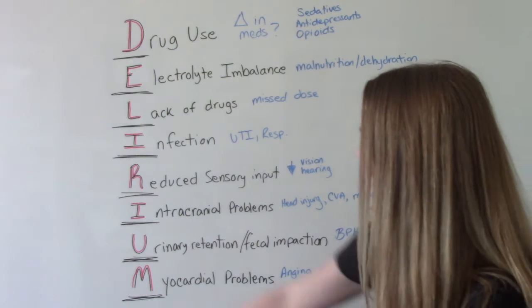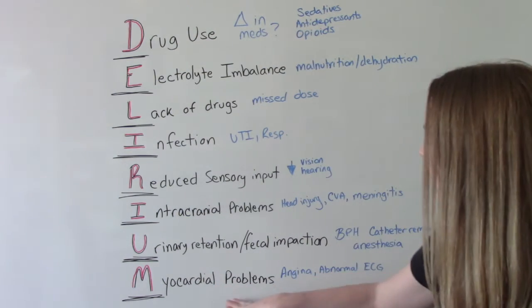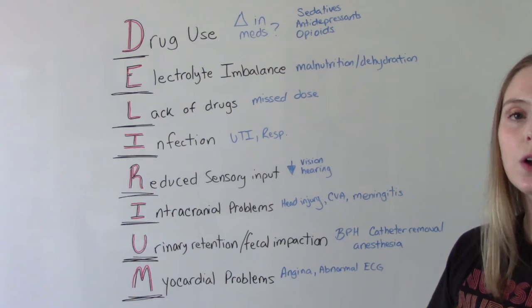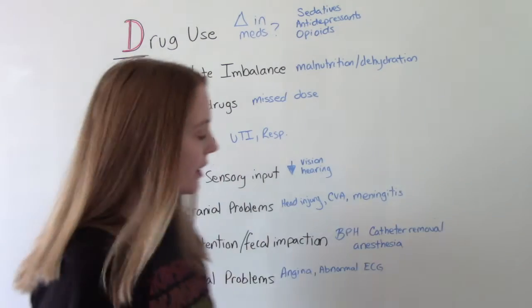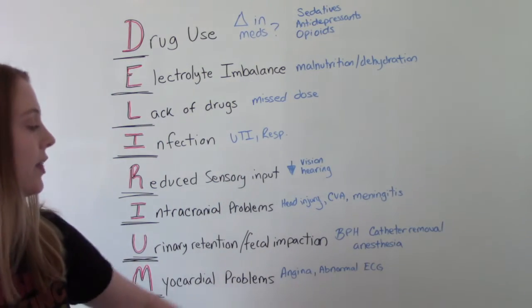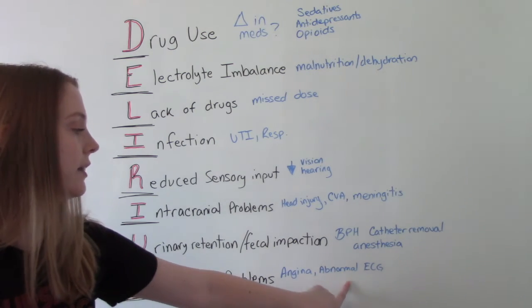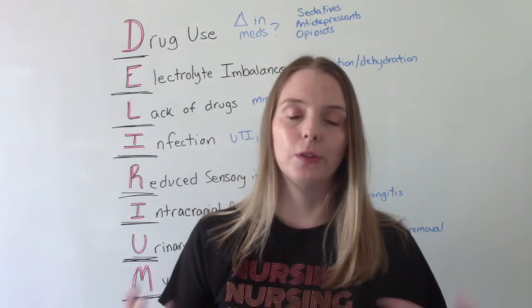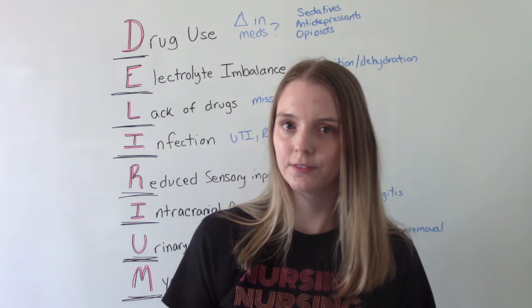And then the last one, our M, is myocardial problems. So anything with the heart. So that can include things like angina. They can have an abnormal EKG, not enough oxygen and blood flow to the heart.